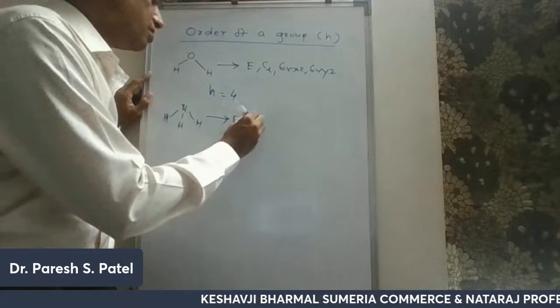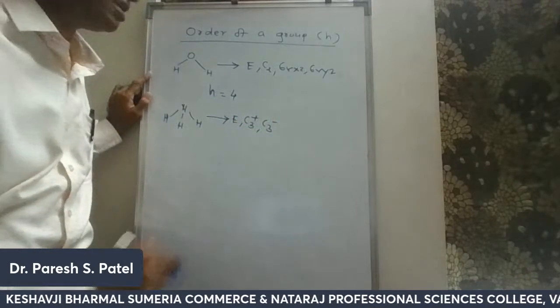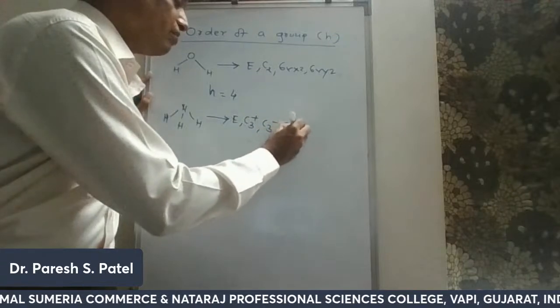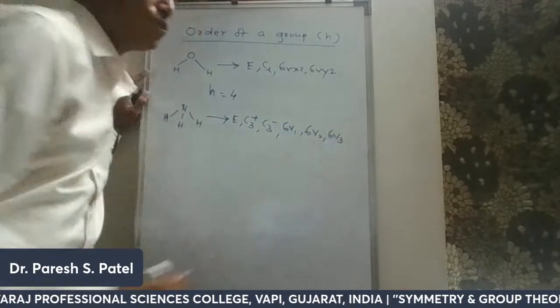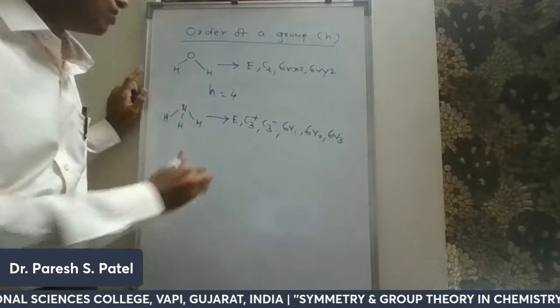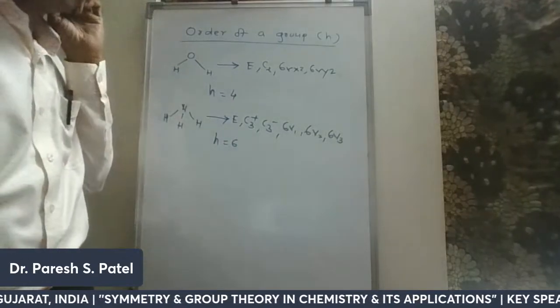E, C3 plus or C3 minus, C3 minus or C3 squared, sigma V1, sigma V2, and sigma V3. So here the number of symmetry elements is equal to 6, meaning the order of the group for the ammonia molecule is equal to 6.